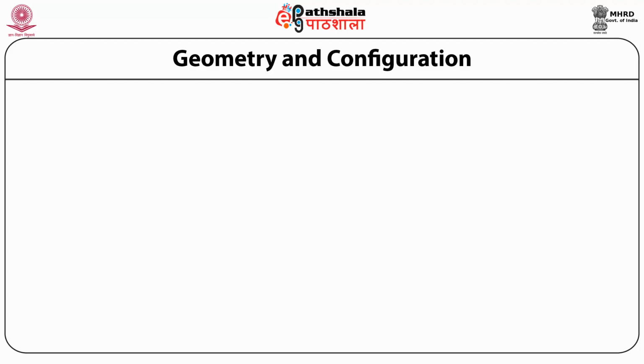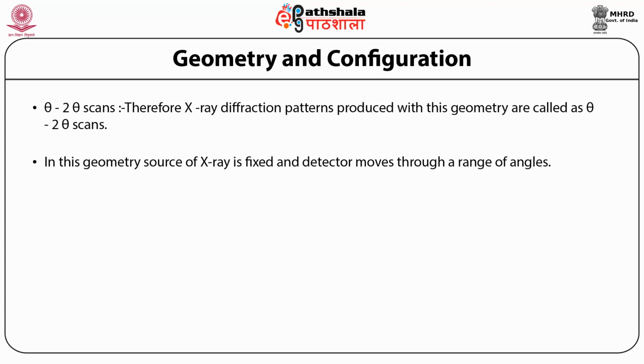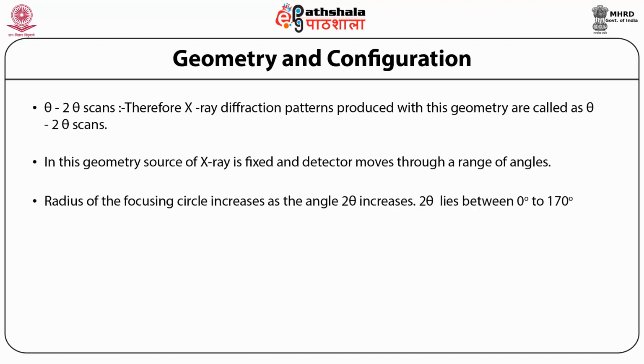This is about the geometry and configuration of a diffractometer. In this geometry, the source of X-rays is fixed and the detector moves through a range of angles. The radius of the focusing circle increases as the angle 2 theta increases. 2 theta lies between 0 and 170 degrees. During the experiment, it is not necessary to scan the whole range of detector angles. A typical scan is 30 to 140 degrees. The scan range depends on the crystal structure of the material. The theta-theta geometry is most common, but other geometries are also used.